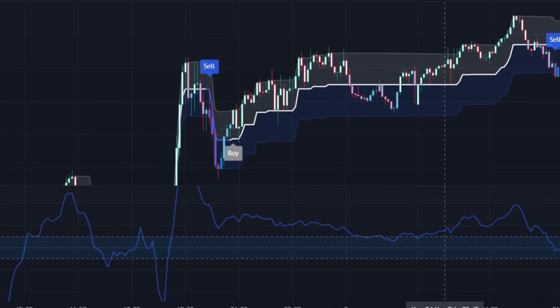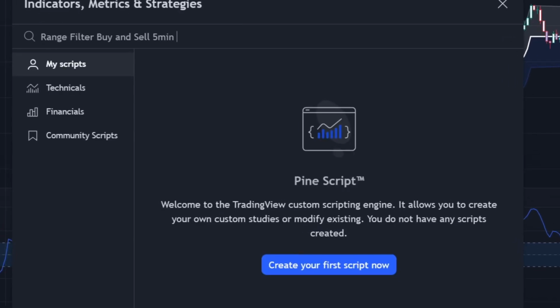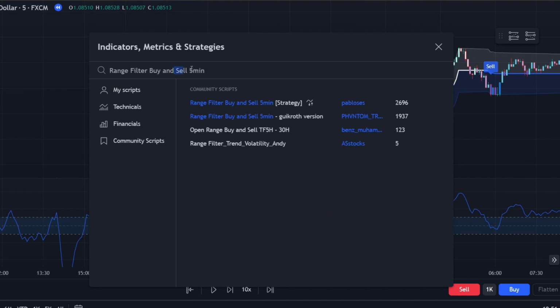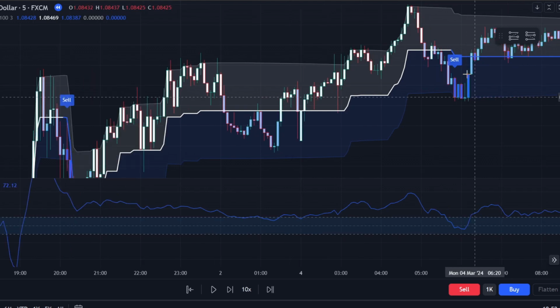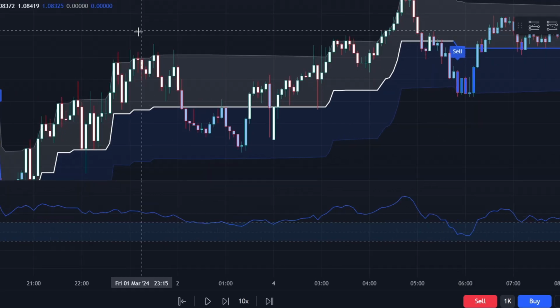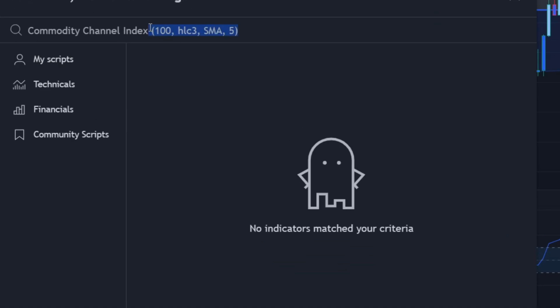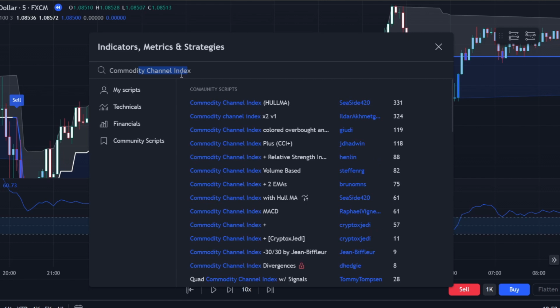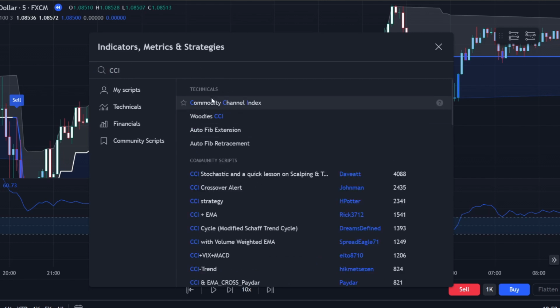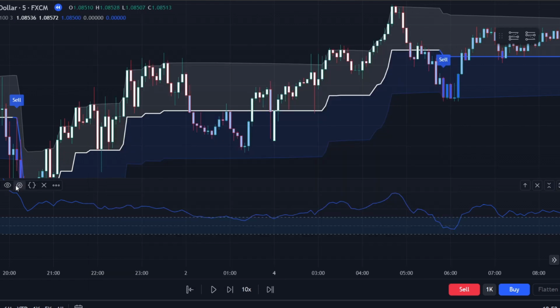To find the first indicator, we go to the indicators tab and write Range Filter, and select 5 minute. We add this indicator to our chart. The settings of the first indicator remain the same, and to avoid false signals like these, we add the second indicator. The name of this indicator is CCI, the Commodity Channel Index indicator. You can search for it like this, CCI. It's a technicals indicator. After adding this indicator, we go to the settings.